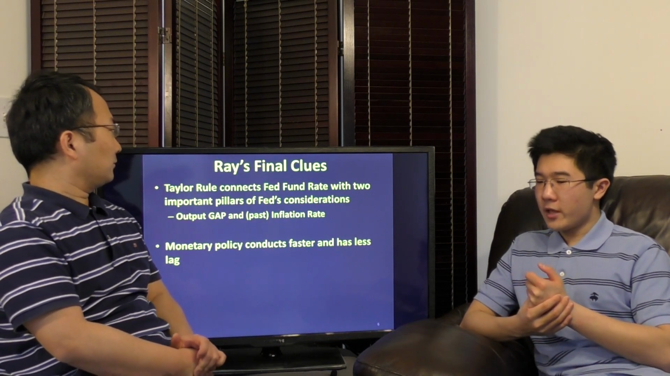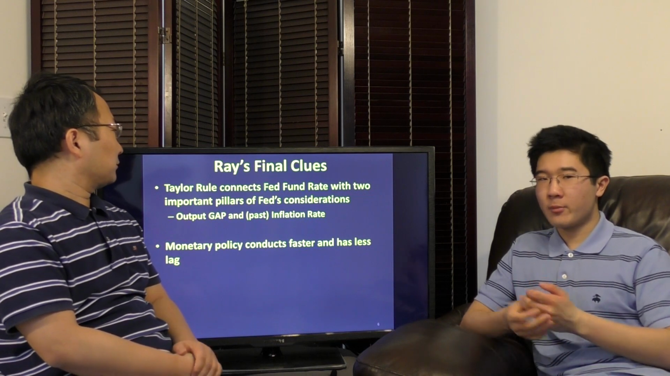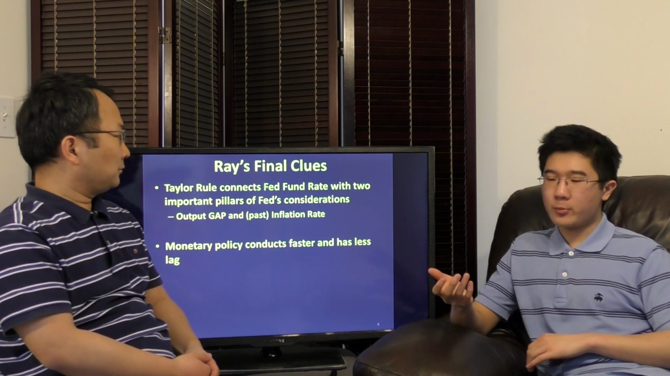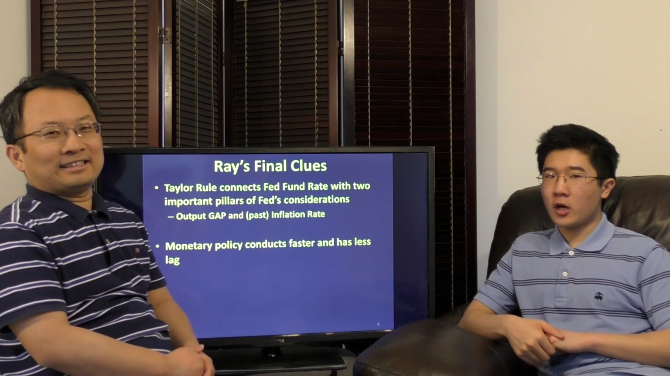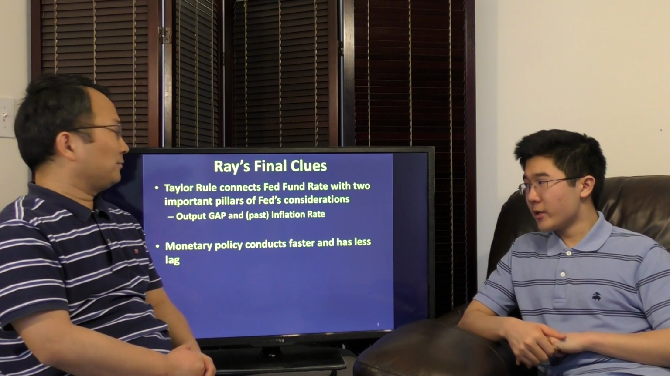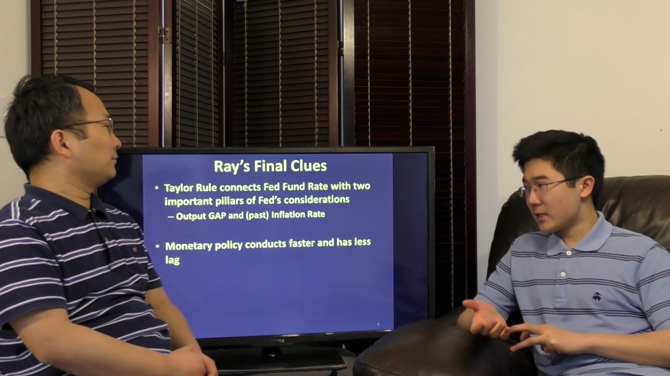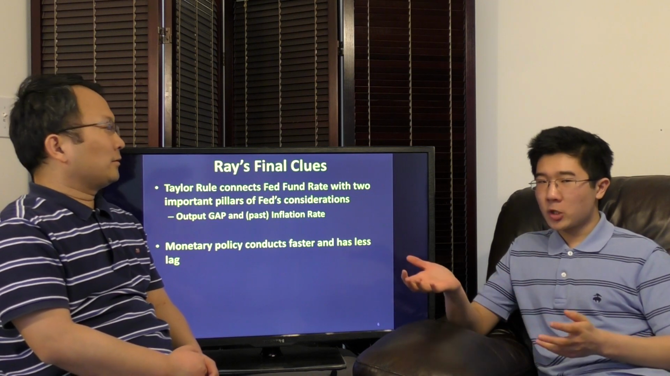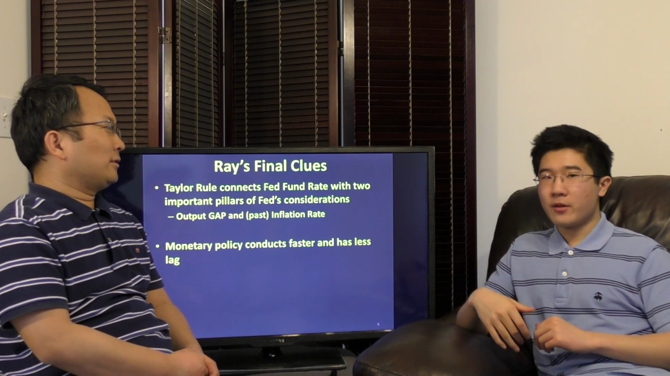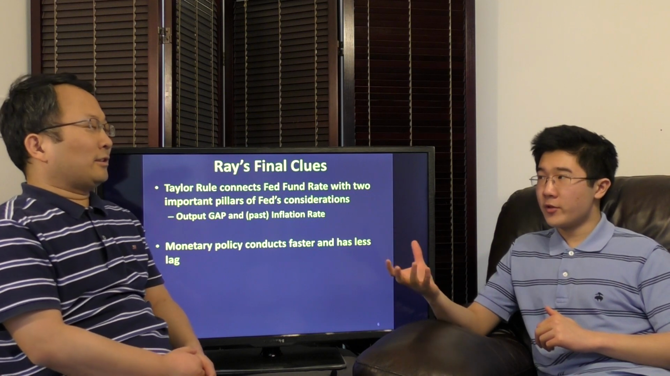So for a final clue, the Taylor rule is connected to the federal funds rate with two important pillars of the Fed's consideration, which are the output gap and past inflation rate. Yeah. Then the Fed uses future inflation rate to perhaps reach its unwritten inflation goals or PCE goals. And so the advantage of monetary policy is that it is usually conducted way faster than a regular fiscal policy. So it has less lag, because once the floodgates open and perhaps we lower the federal funds rate or we have open market operations, the effects of the money flowing through the economy are almost immediate and a lot quicker than fiscal policy.